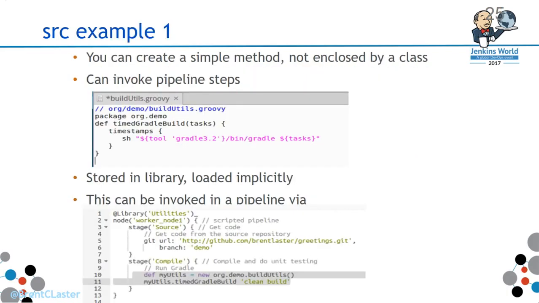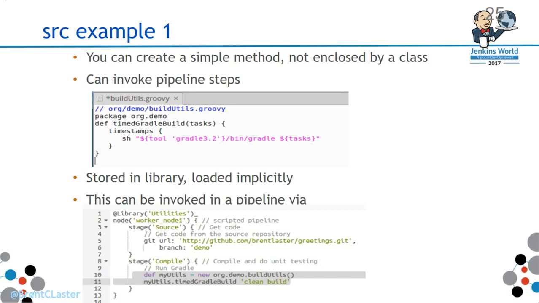Here's one example of some code in the source directory. You can see the name of the file up there. It's called BuildUtils.groovy, in org demo BuildUtils.groovy. And then we actually invoke it and bring it in. So it's stored in the library, loaded implicitly. This can be loaded in a pipeline. That actually should be org demo source, I guess, or source org demo.